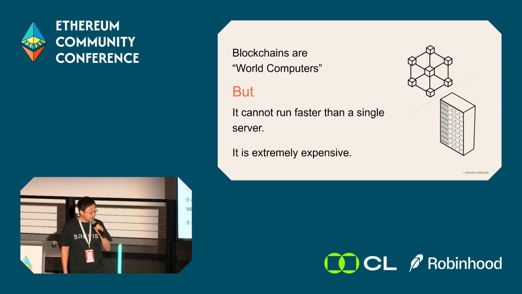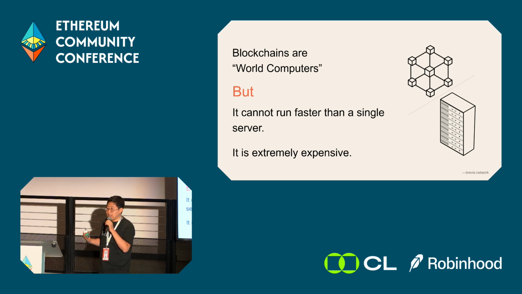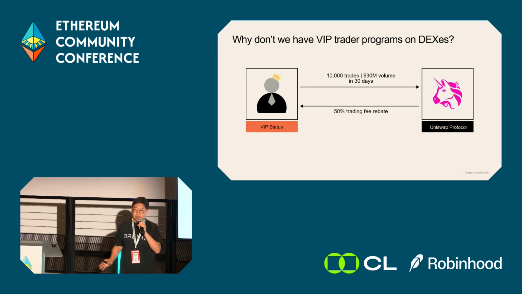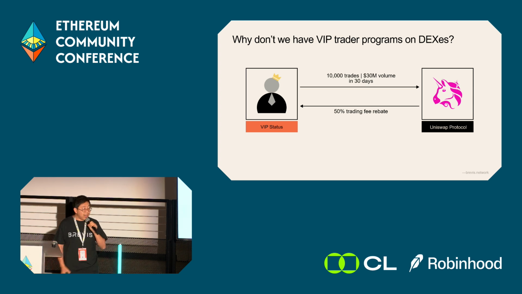In blockchain, we all know blockchains are world computers, but blockchains are very, very slow world computers. They cannot run faster than a single server. It is extremely expensive. This is a computation environment that is really high unit cost. So you may say, wait, we have layer 2, we have many scaling technologies, it cannot be that bad. Well, it actually is. So let me give you a very simple example.